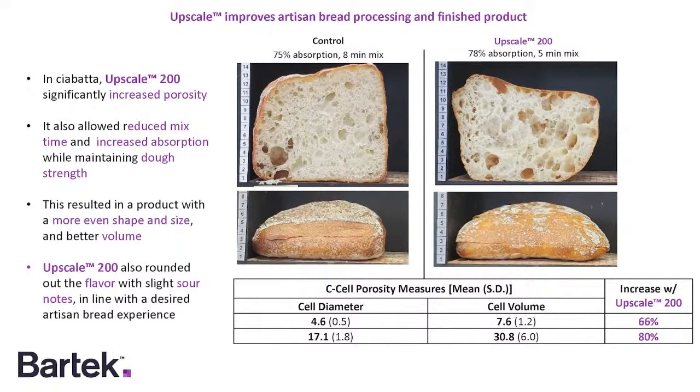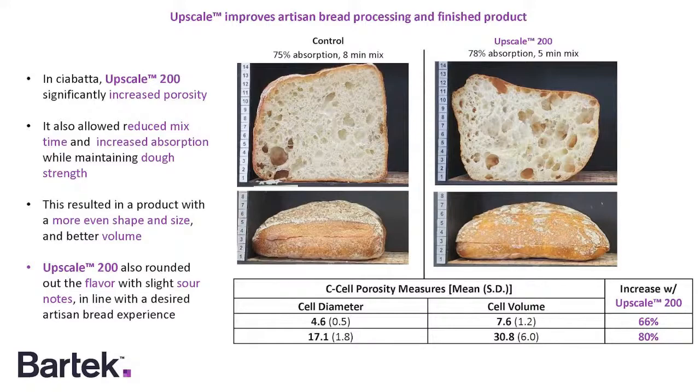Previously we talked about the Mix-a-Lab and how we observed a reduction in mix time. That still translates to this straight dough ciabatta. And if you look at the labels there, you'll see that the Upscale 200 also boosted the absorption by about 3 percentage points, which was also something that we could measure with the Mix-a-Lab.